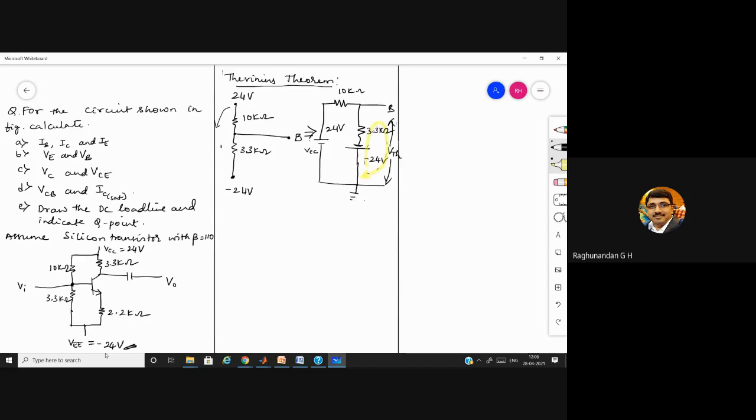So in order to find the current across this, what we need to do? Apply KVL to both loops. So first apply the KVL to this particular loop. Let us take this as the first loop and this as the second loop. So what do we get? 24. Let us take the current across this as I.